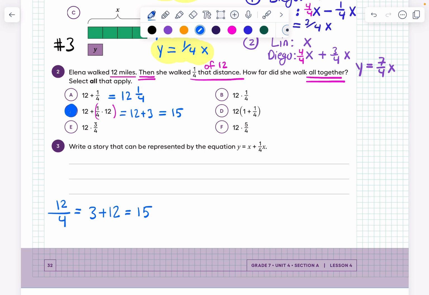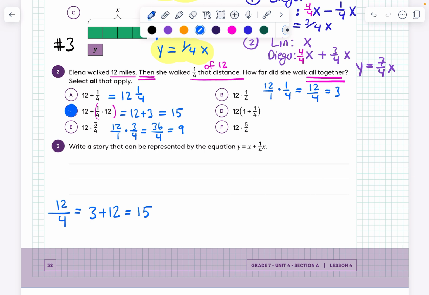Now let's do this one here. We've got 12 over 1 times 3/4. If you multiply straight across, 12 times 3 is 36, 1 times 4 is 4, and 36 divided by 4 is 9. So that doesn't work. On B, I have 12 over 1 times 1/4. We've seen this before. We'll have 12 over 4, which is just 3.